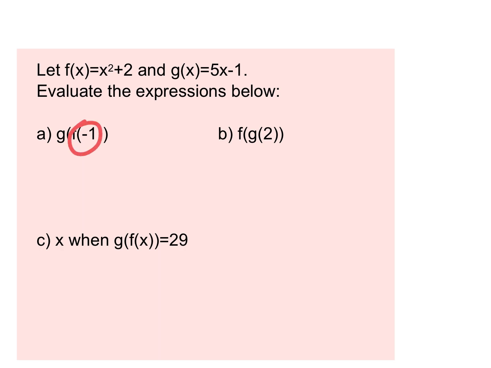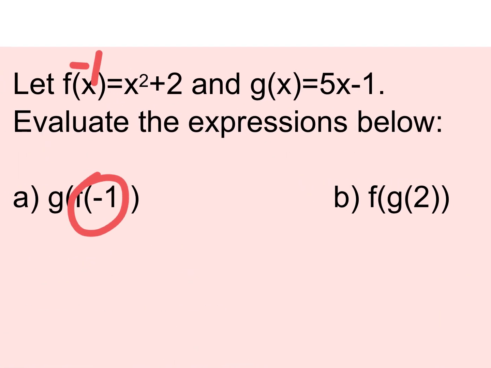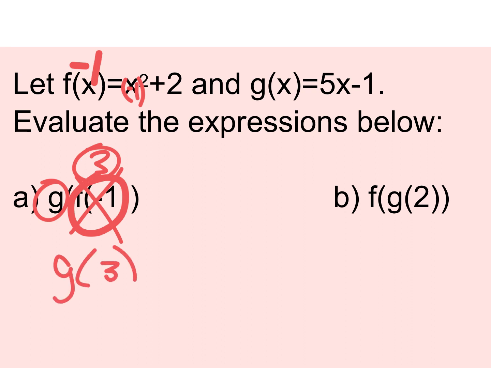You stick the negative 1 in the f function. It goes here, but that's just to label it. F of negative 1 is, well, negative 1 squared is 1. 1 plus 2 is 3. So you should have gotten 3 for this. But then you're not done, because then you got to do g of 3. So g of 3, 3 goes in here. That's just labeling it. G of 3 is, 5 times 3 is 15, minus 1 is 14. Raise your hand if you had 14.